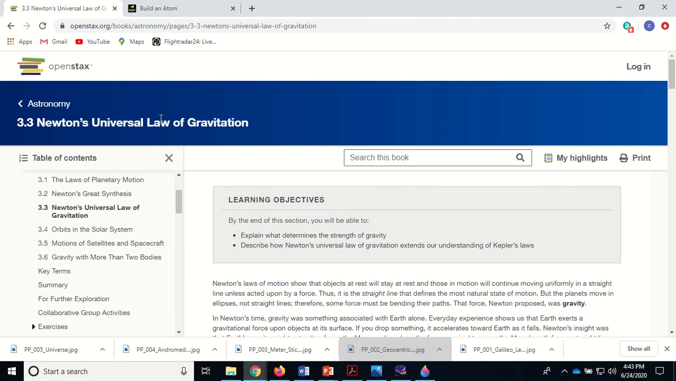Okay, this is for Astronomy 320. This is June 24th, 2020, and this is a continuation on Chapter 3. So we covered the first two, basically. Those were about Kepler and Brahe and Copernicus. So now we get to Newton's universal law of gravitation. That's section 3.3 in the book.